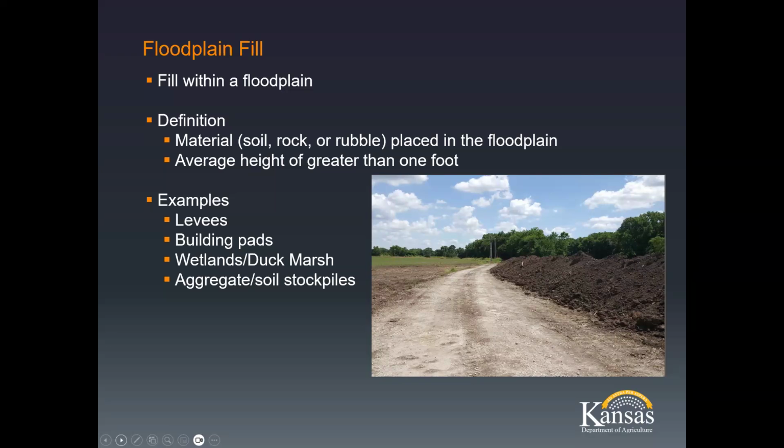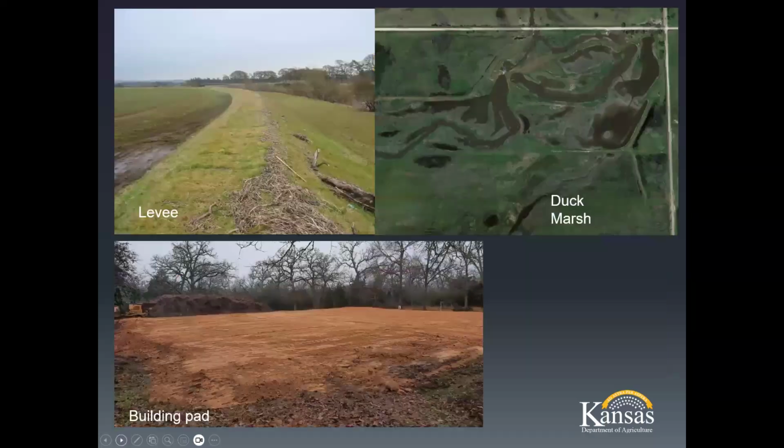So examples of this are levees, building pads, wetlands, duck marshes, aggregate or soil stockpiles. That picture over there is a Lyon County, for lack of a better term, levee that was built in the middle of the night without permits. It took a long time to get that all resolved. So these are pictures of the type of projects. This is a levee, a duck marsh, and a building pad. These all require floodplain fill permits.